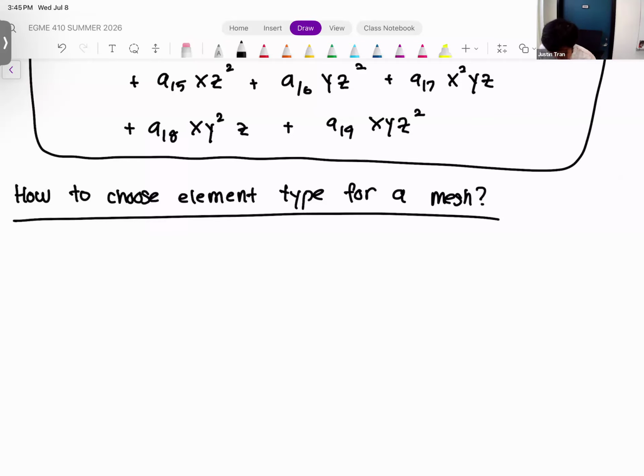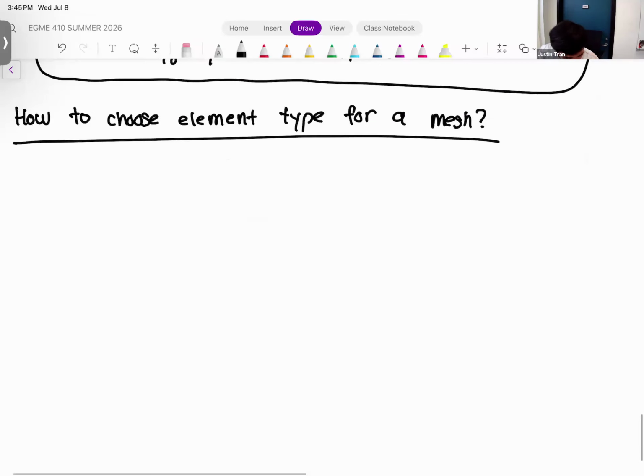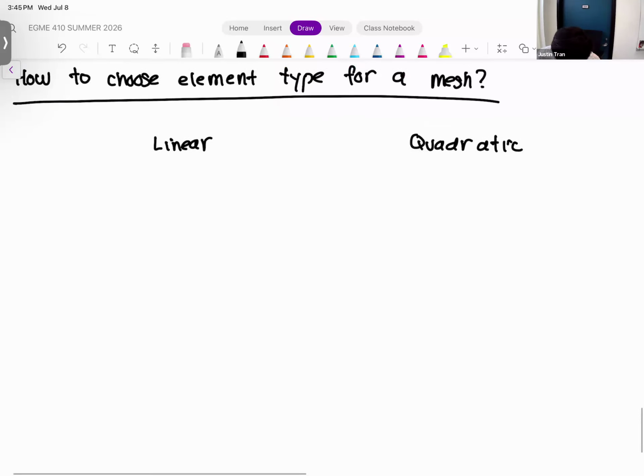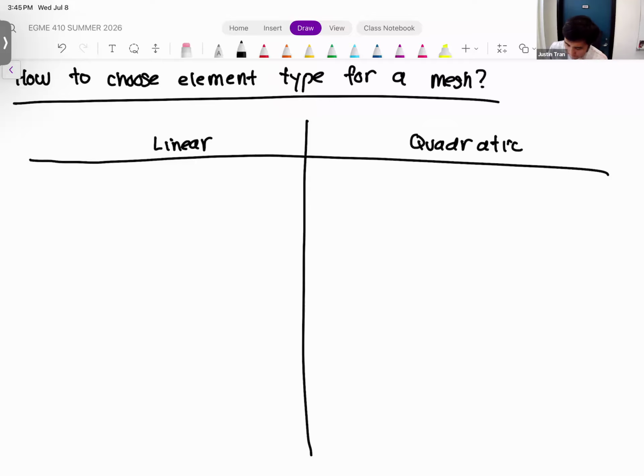Okay. All right. So remember, the first dimension that we can choose is the order. You can either choose linear or quadratic elements, and there are pros and cons to both of these. So we're going to make this into basically a table.